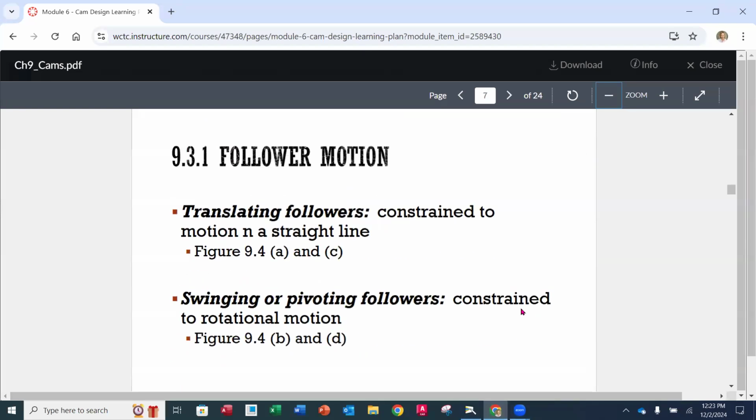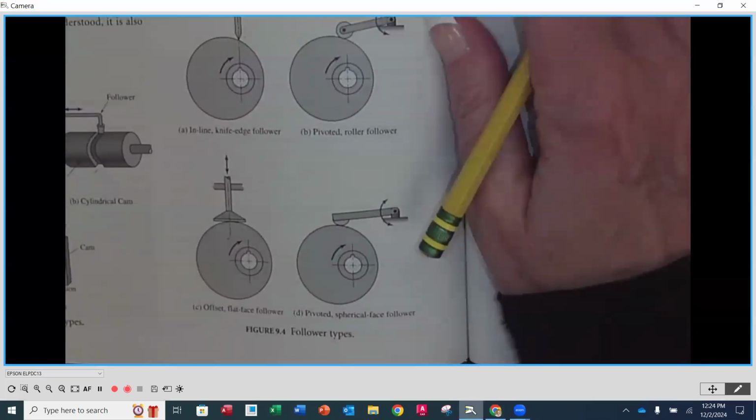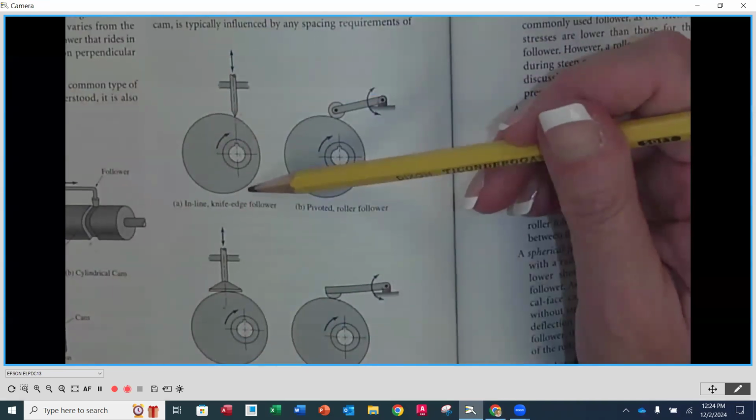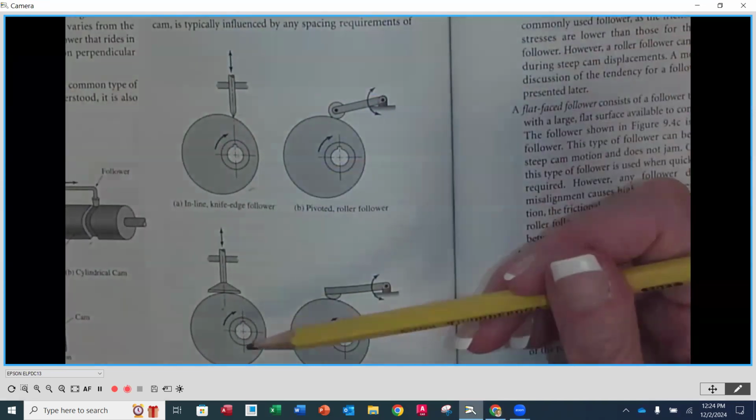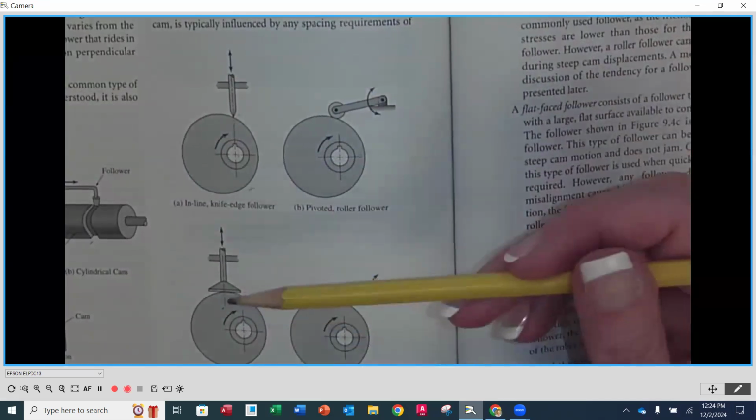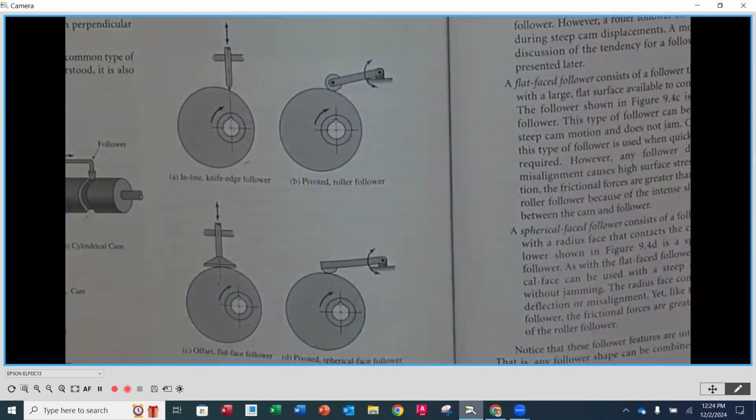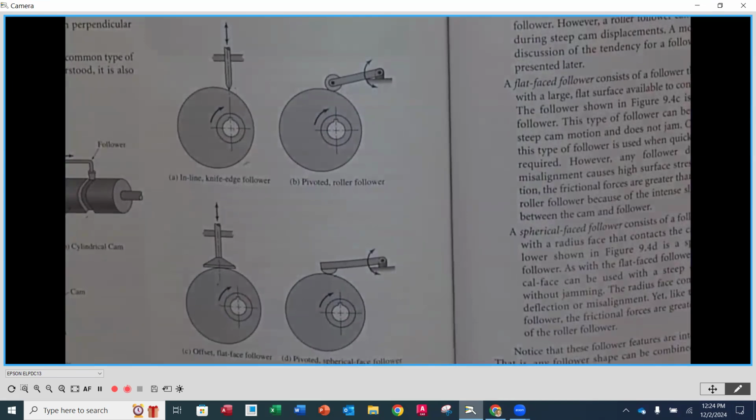Now, follower motion, okay, follower motion. There are different types of motion here. There's translating motion, and then there's swinging or pivoting, which we've seen examples of. So translating motion or straight line is going to be, in that very same figure, the inline knife edge and the offset flat face. And again, what that says is the output motion. So the input motion is always going to be what the cam does. And the cam, a plate cam, is always going to be rotating, always.